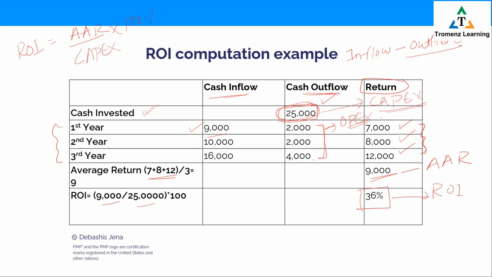I hope this is understood. If somebody has a question, welcome. This can definitely be used for decision making, right? So you can use ROI to compare projects also. So project A ROI is 36%, project B ROI is say 42%. So which is better? Obviously, the higher the ROI, the better opportunity it presents. Okay. That's one.